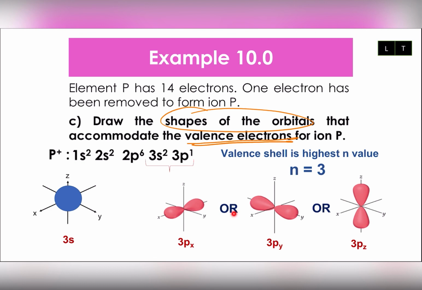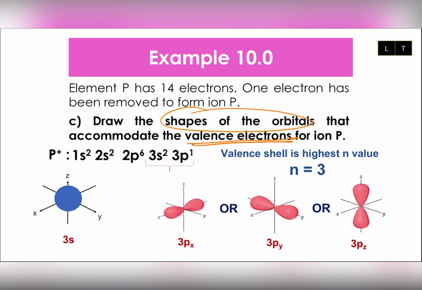Wajib ada perkataan "or". But if I want to draw one shape only, maknanya you tak draw 3py, 3pz, you just draw 3px only, it is also acceptable. So kalau draw satu sahaja, boleh kerana kita tahu satu elektron. Tapi kalau you draw tiga-tiga, you wajib letak perkataan "or" antara tiga drawing yang you dah buat. Ini adalah bermaksud you faham konsep one shape of orbital can accommodate maximum 2 electrons. And this case ada satu saja electron, dia boleh jadi dalam px, py ataupun pz.